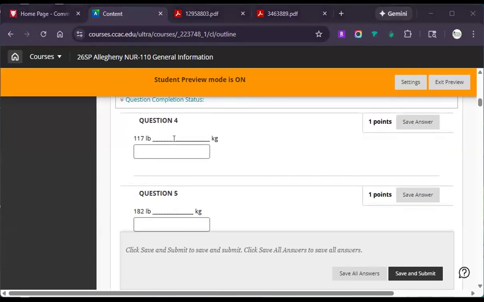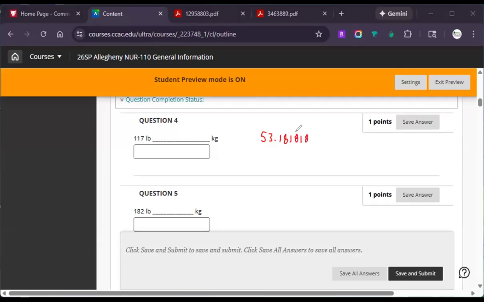So we'll do the same thing here. I'm not going to answer all these questions. I do want to see, so 117 divided by 2.2. All right. So when I do that question and I write that out, I'm going to get an answer of 53.181818. It just keeps going.